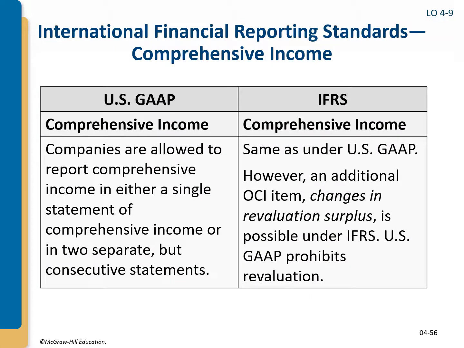Companies are allowed to report comprehensive income in a single statement or combined on their income statement, US GAAP. IFRS, it's the same thing. That's all you need to know there. Don't worry about the however.